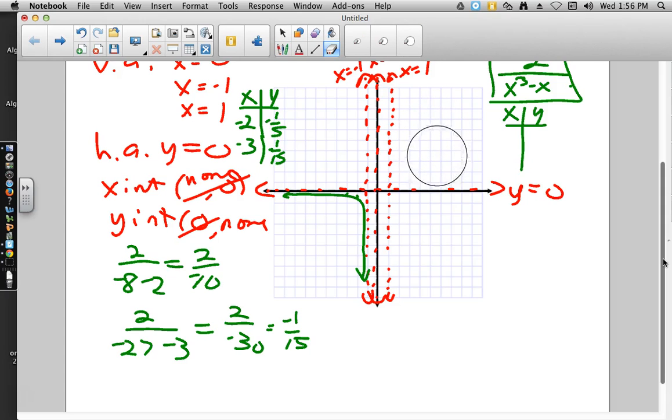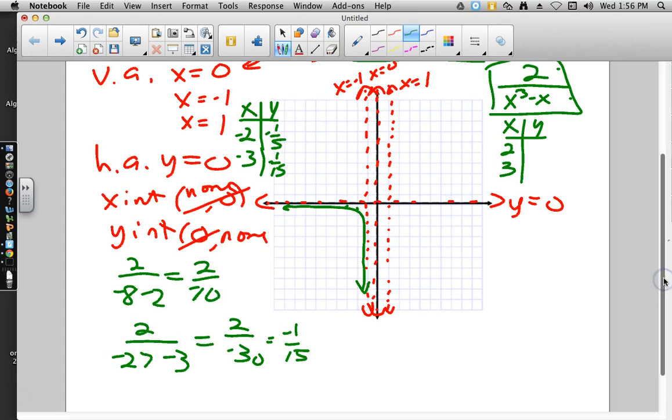So now let's do that. Put a 2 and a 3 in and see what we get. If we put a 2 in, we have 2 on top, and then 2 cubed is 8 minus 2. So that's going to give us 2 over 6, which is 1/3.